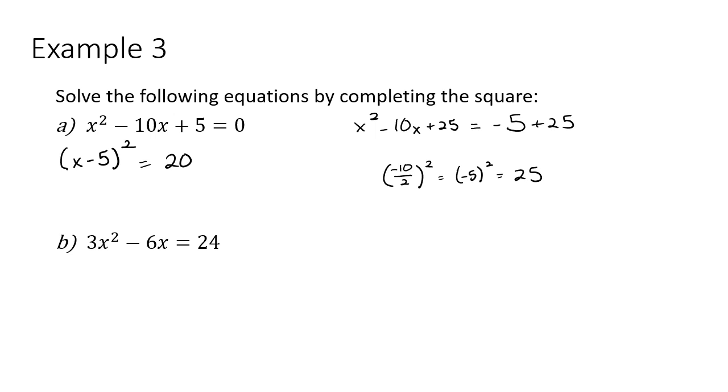And so now this is just a really straightforward square root property problem. Take the square root of both sides. We would get x minus 5 is equal to plus or minus the square root of 20, which, because that's 4 times 5, would be plus or minus 2 square roots of 5. And then I just add the 5 across to the other side of the equation.